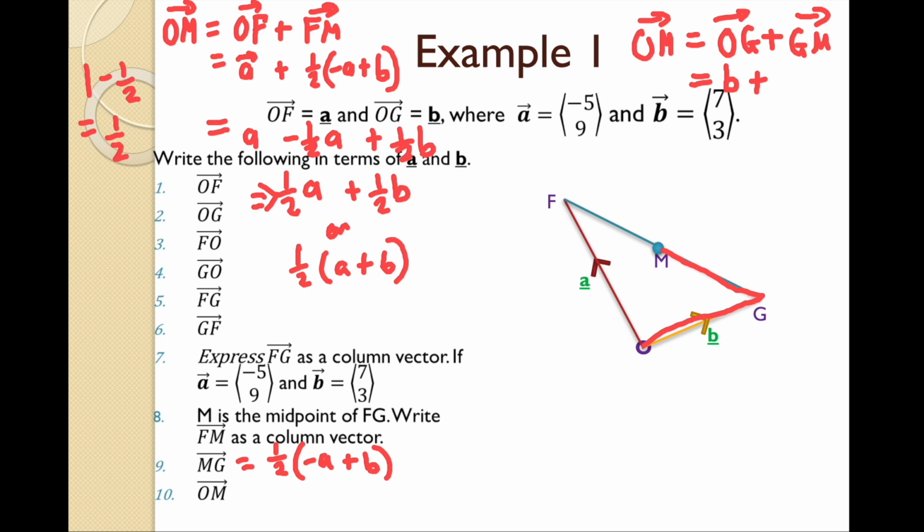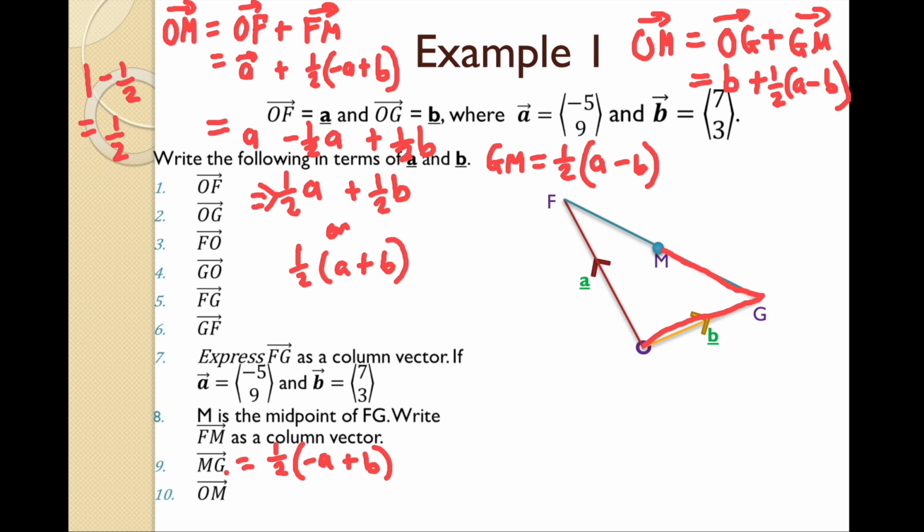If we want GM, what do you think is going to happen? It's going to change the sign. Instead of half negative A, you're going to have positive A, and you're going to have negative B. Why did that happen? Remember, if I'm going A and I change my direction, that means I'm going minus A. So in this case, M to G is half negative A plus B. That means GM must be half positive A minus B. We just swap the signs because it's the change in direction.